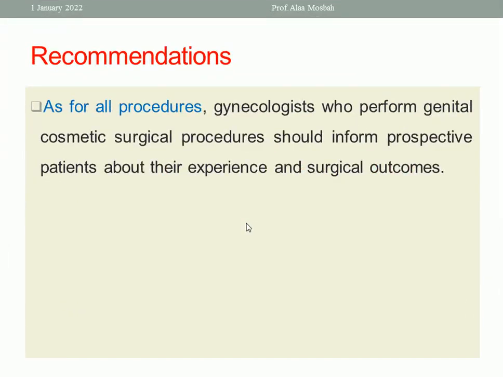As for all procedures, gynecologists who perform genital cosmetic surgical procedures should inform prospective patients about their experience and surgical outcome. And this gynecologist should be honest with his patient about the risks, about the complications, about if it is indicated or not, or if the patient will get benefit from this or not. This is very important. And by the way, the subspecialty in gynecology which may be concerned with this type of operation, aesthetic gynecology, belongs to the urogynecology subcategory. Okay?